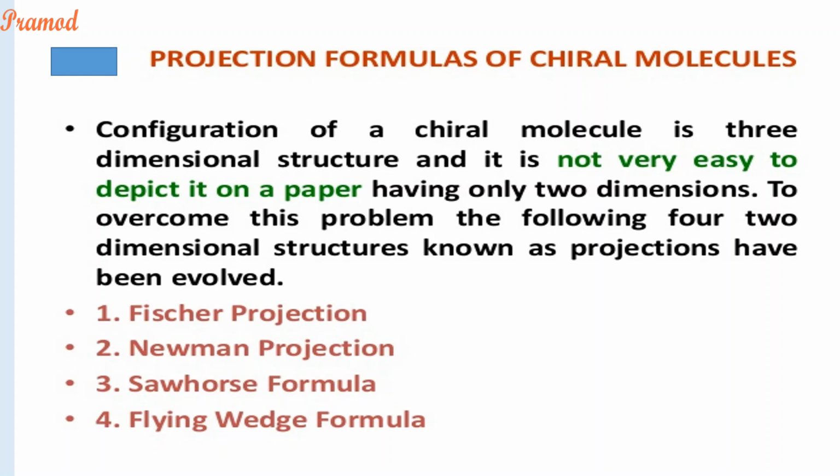This was done through projection formulas. The following four two-dimensional structures are known as projections that have evolved. There are four types: Fischer's projection, Newman's projection, Sawhorse projection, and flying wedge projection. These are the four methods where you can depict your three-dimensional structures on a two-dimensional paper plane. So let's go one by one.